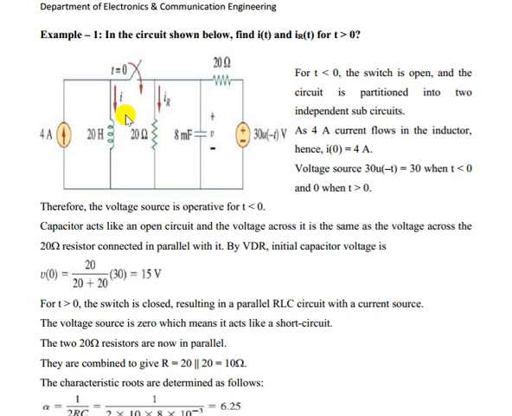Now, this circuit has two sub-circuits: this is one circuit, and this is another part. For the left-hand part, the current I is nothing but 4 ampere. And for this circuit, what we can observe is that the source is 30 u(-t) volt.